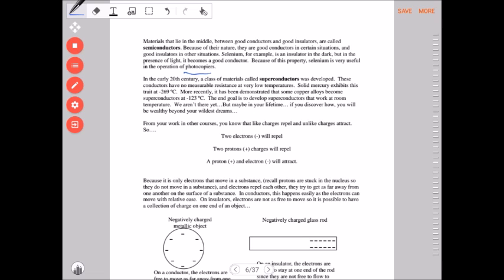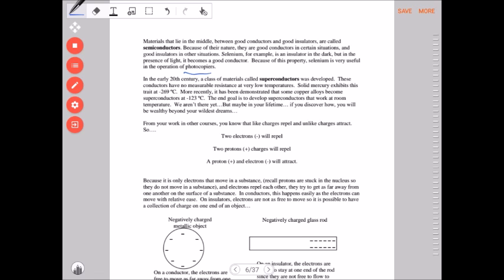Very cool. Okay, now, in the early 20th century, a new class of materials called superconductors was developed. These conductors have no measurable resistance at very, very low temperatures. So solid mercury was first to exhibit this trait, and it only does this at negative 269 degrees Celsius, like crazy cold. More recently, it's been demonstrated that some copper alloys become superconductors at negative 123. That's still super cold.